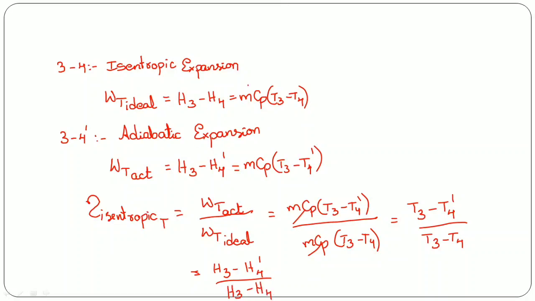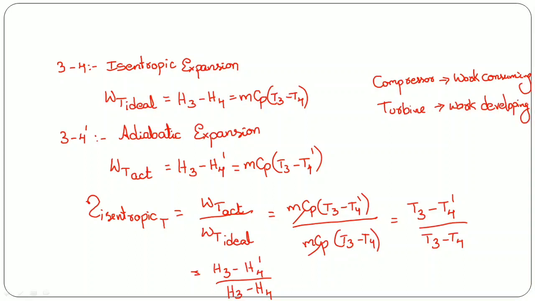See, turbine is a work producing device, so compressor is a work consuming device and turbine is a work developing device. Ideally the turbine should develop more work, but practically due to some losses, the work developed by the turbine will be lesser. So that's why actual work will be less than the ideal work. That is the reason we need to consider it like this.